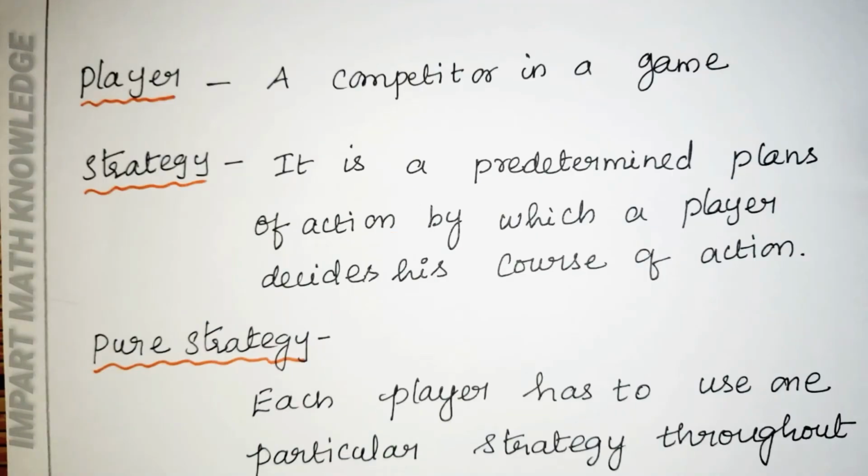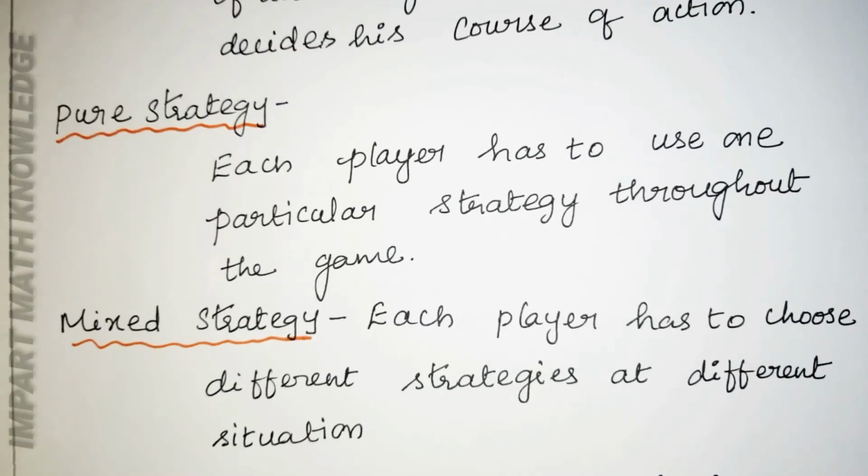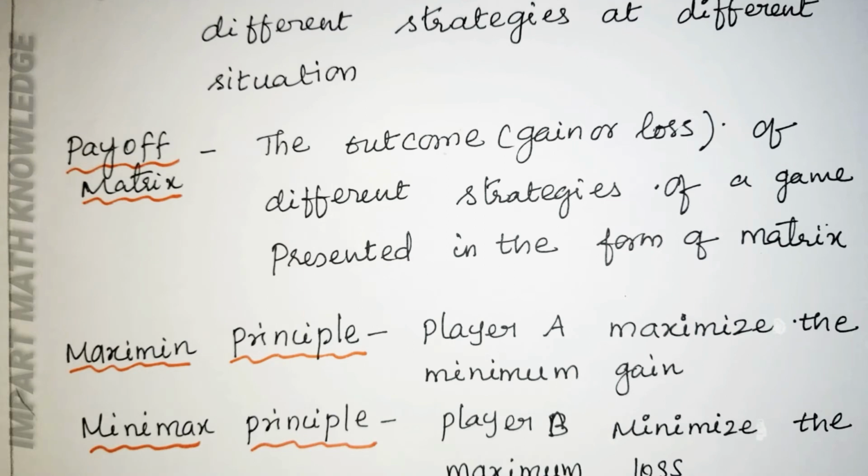A competitor in a game is called a player. Strategy is a plan by which a player decides his course of action. This strategy is divided into pure strategy and mixed strategy. In pure strategy, a player uses one particular strategy throughout the game, whereas in mixed strategy, a player chooses different strategies in different situations. Payoff matrix: the outcome of different strategies of a game presented in the form of a matrix. The outcome may be gain or loss.